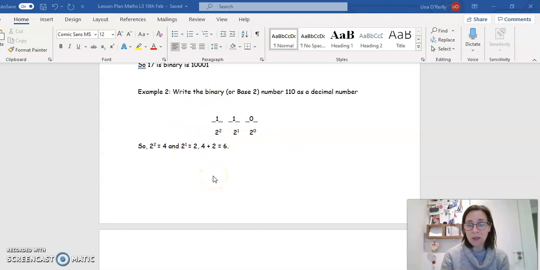Don't worry about binary to decimal conversion. If you are able to do decimal to binary by the end of this week, I will be absolutely delighted. And we can continue with binary to decimal after midterm, okay?